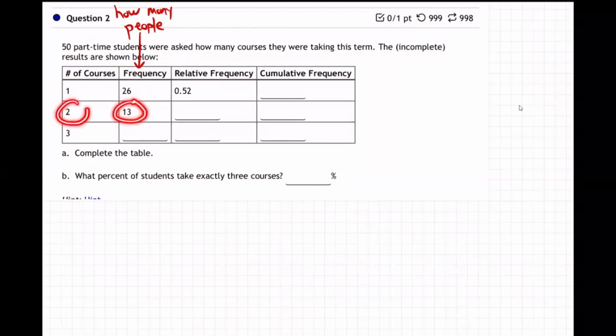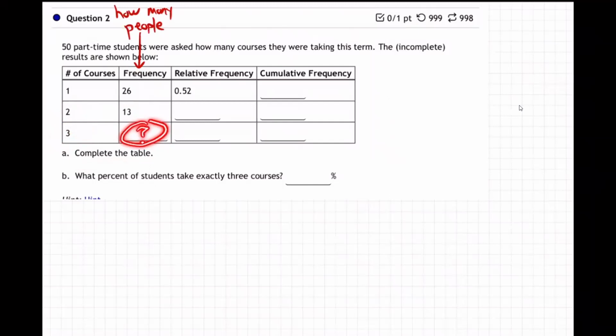13 people are taking 2 courses. And we have to complete the table. So the question is, how many people are taking 3 courses? How am I going to figure this out right here? What am I going to do to figure out this number right here?